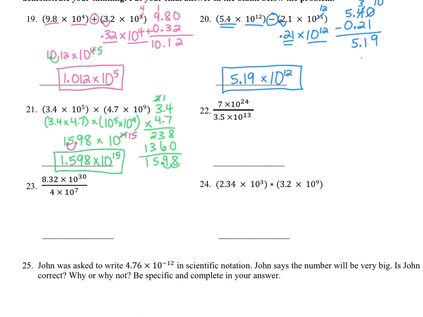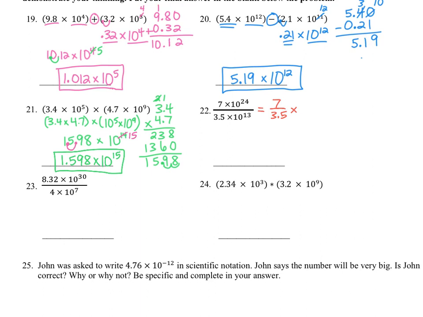That's your final answer for number 21. Number 22, we're dividing, so it's just as easy as multiplying. So I'm going to rewrite that as two separate fractions. So kind of like we did with multiplication, we can reorder it. So we're going to do two fractions multiplied by each other.